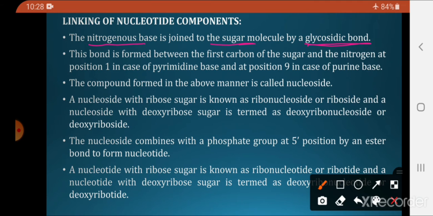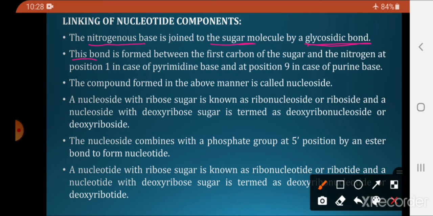Okay, linking of the sugar with the nitrogenous base, ये जो component बनता है उसको न्यूक्लियोसाइड बोलते हैं. When a sugar molecule is linked with a nitrogenous base, the structure formed is called as a nucleoside. Very important terminologies याद रखनी ज़रूरी है. Sugar plus nitrogenous base is called as a nucleoside, और उनके बीच में का जो bond है उसको बोलते हैं glycosidic bond.